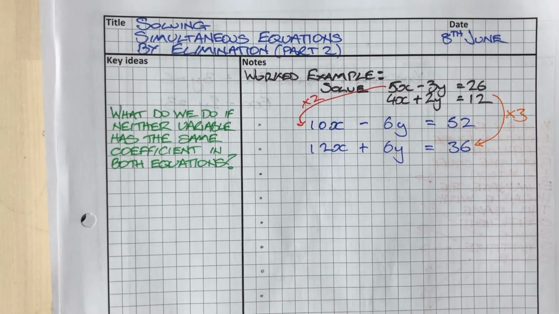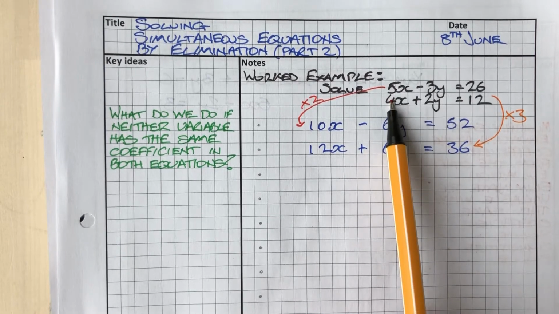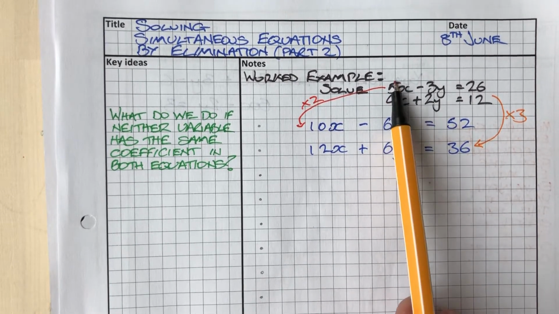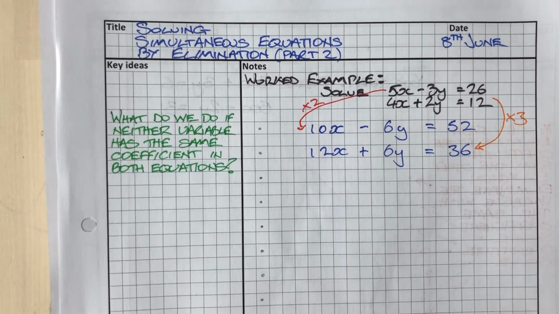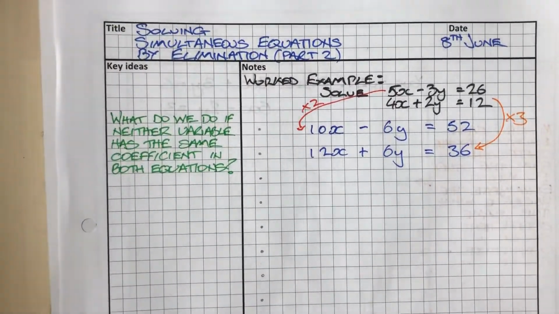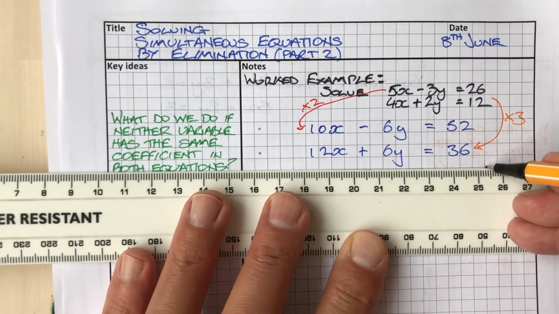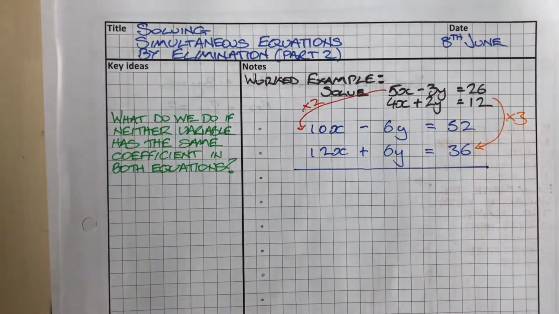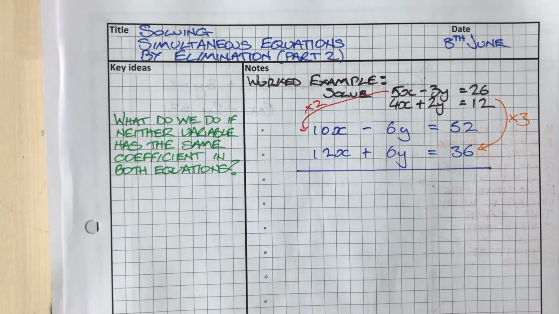If I'd multiplied the top equation by 4 and the bottom equation by 5, then I'd have 20x in both equations and I could eliminate x. But what I'm going to be doing now is eliminating y, the variable with the same number in front of it in both equations. And I'm going to remember same signs subtract.